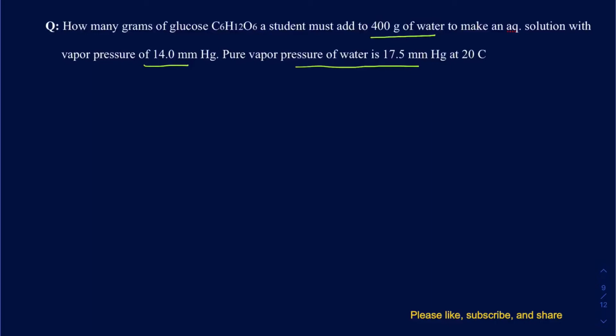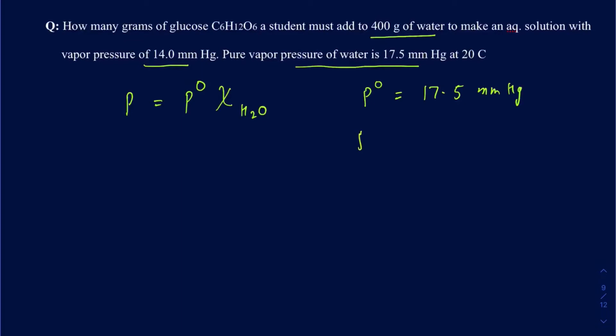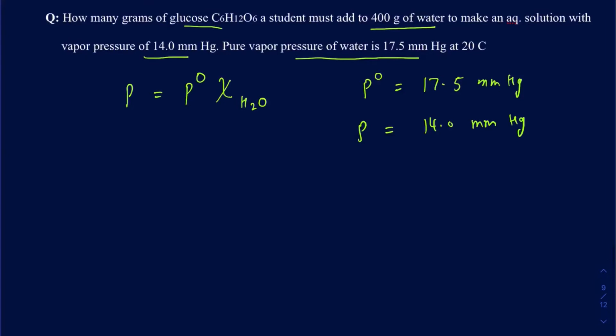So the vapor pressure of a solution is going to be equal to the pure vapor pressure times the mole fraction of the water. We know the pure vapor pressure to be 17.5 mm of mercury, and we are also provided the vapor pressure of the resulting solution, which is 14.0 mm of mercury. Then we try to figure out how much glucose needs to be added. One of the ways you can start out your problem here is by figuring out what the mole fraction is going to be.